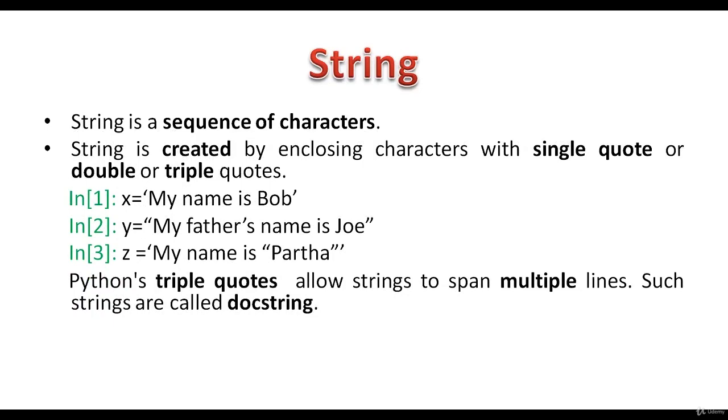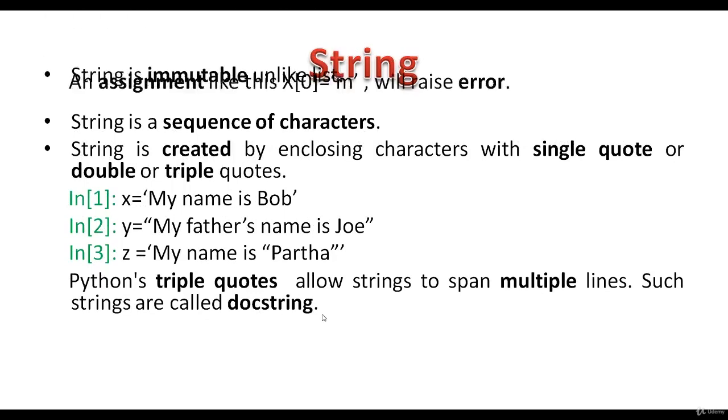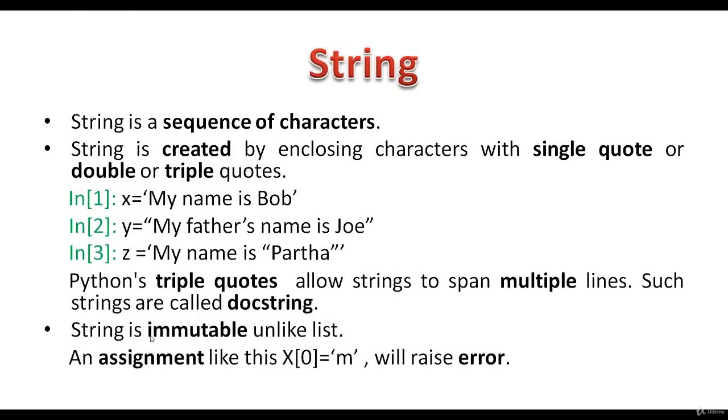Python's triple quote allows strings to span over multiple lines. Such strings are called Docstring. Strings are immutable, unlike list. So an assignment like this, x[0] equal to character m, will raise error.